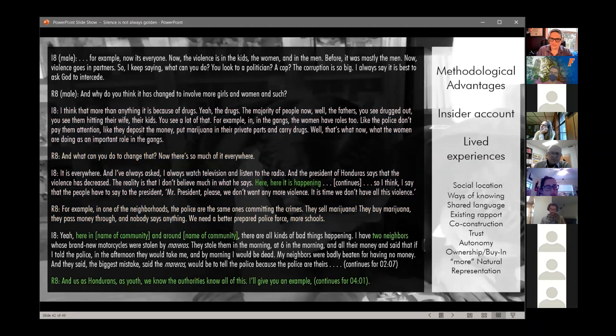And then similarly here, we get this inside account of what is happening in this community and with these particular neighbors. And this last sentence was really important for me: "And as Hondurans, as youth, we know the authorities know all of this." So again, this is from their perspectives rather than from my own.